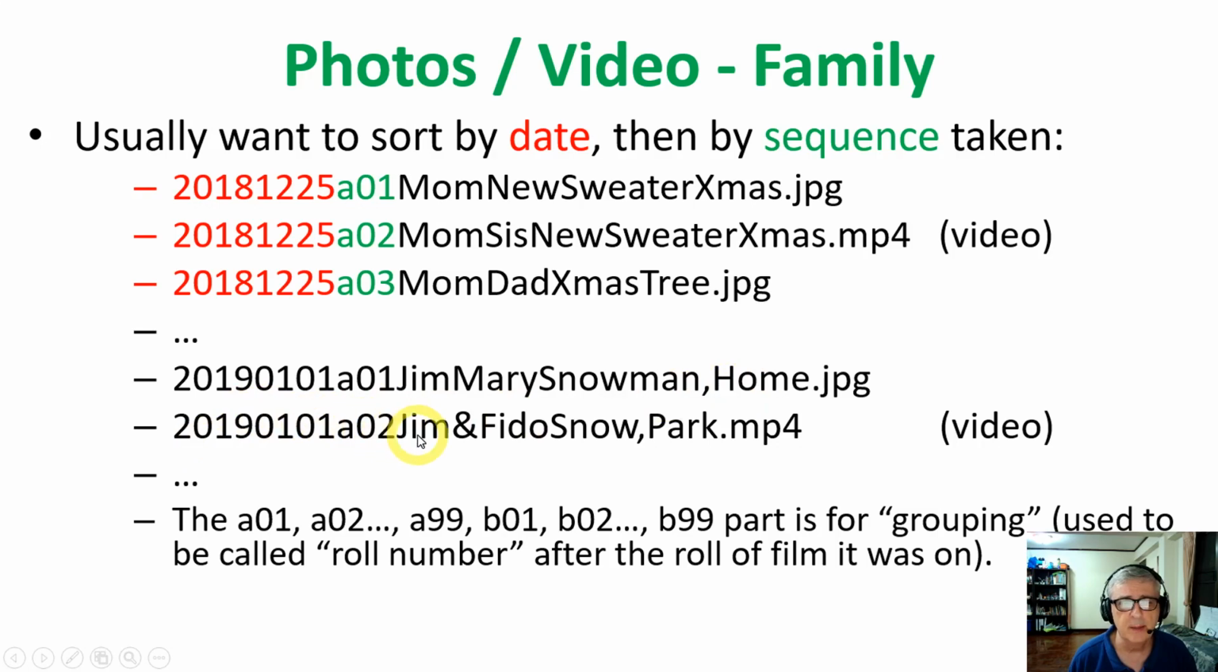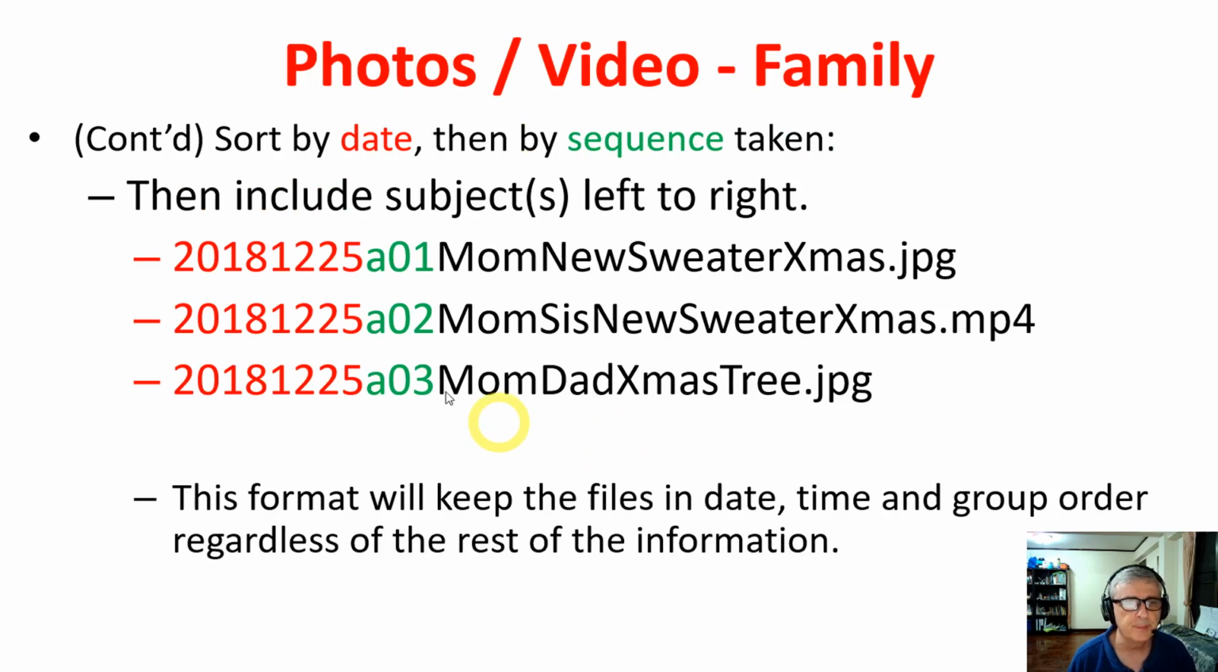Here's the second picture on that sequence. Jim and Fido, snow, park. So you can quickly see this and know what's happening with it. Okay, this is just a big version of what we just talked about. So what will happen is this is going to keep this sequence in order. We will definitely have the first picture first, the second picture second, the third picture third, and so on and so on.